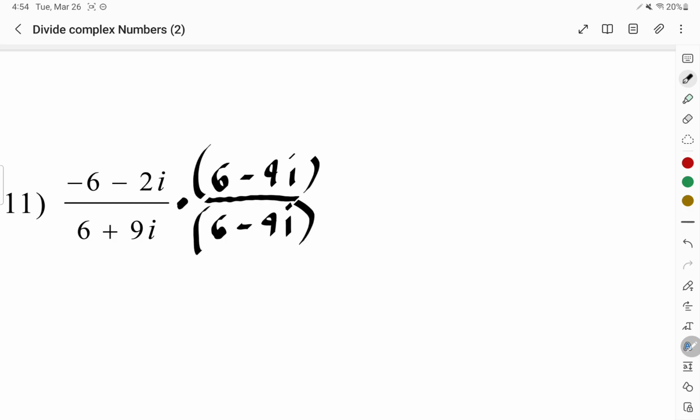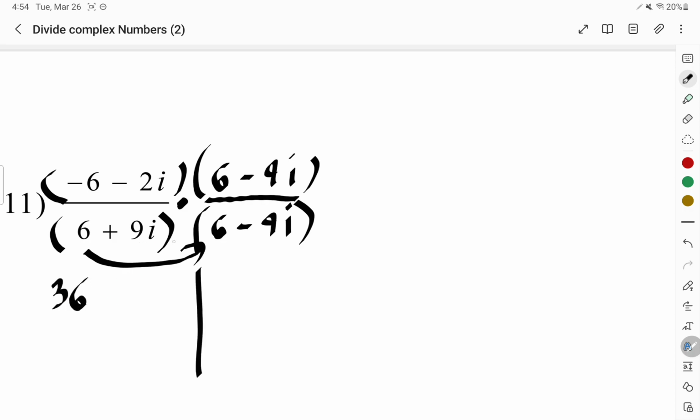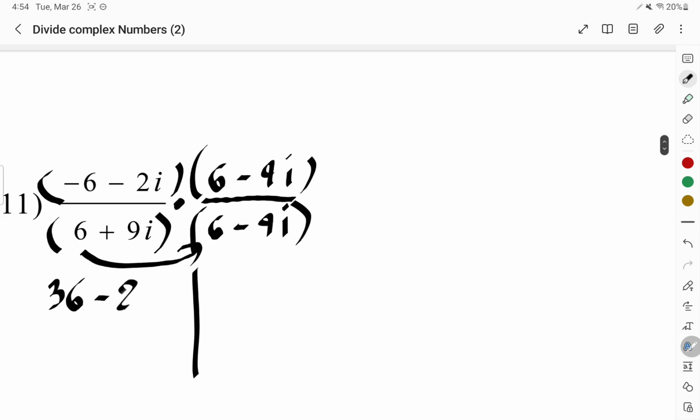Now on the top, I'm going to have to do the FOIL. But on the bottom, we're going to do the little shortcut that we just learned. So I'm going to go ahead and multiply 6 by 6, which is 36. And then we're going to do 9 times 9, which is negative 81 i squared. That's going to turn into positive 81 plus 36. Let's see what that is. So 36 plus 81, 117. Okay, that's what's going to go on the bottom.